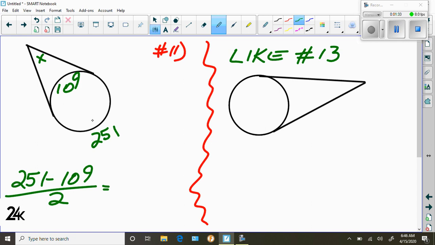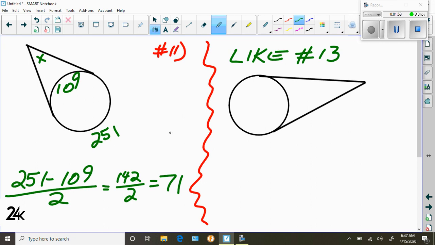So I'm going to take 251 minus 109, and I get 142. And I divide by 2 and get 71. Okay, so you're welcome. That'll be your wake-up problem. That'll be like, hey, I forgot how to do this. Okay, well, I just did it for you. Now you have to do number 12 just like that, okay?